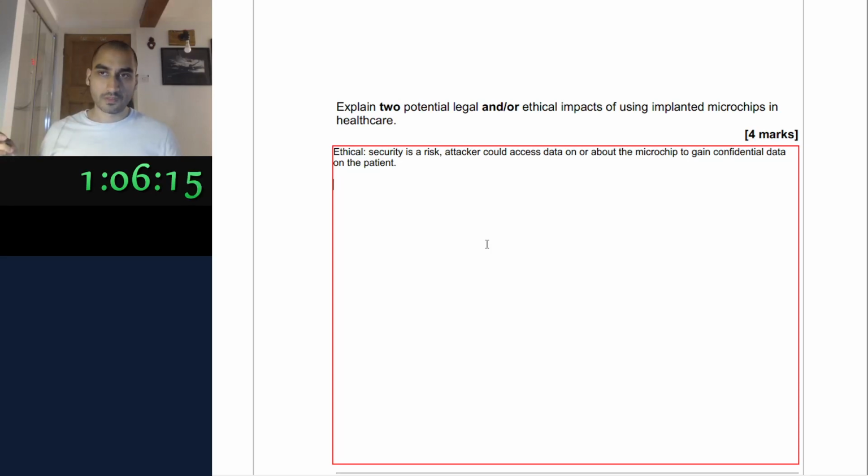I mean, if it's not connected to a network, I don't think there really are any concerns, to be honest. It seems okay to me. If it saves someone's life or something, then by all means do it. Are they just talking about microchips that access a network?